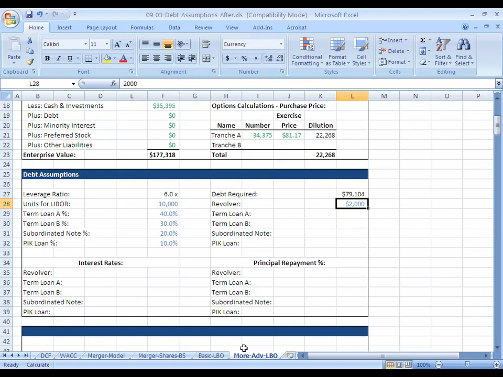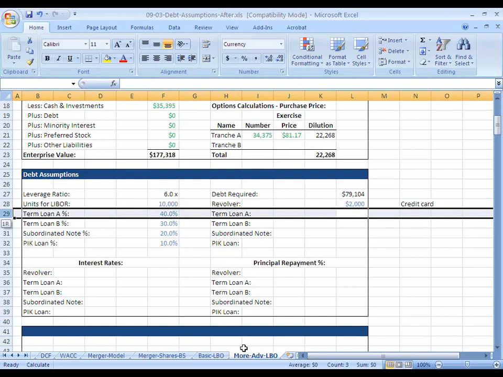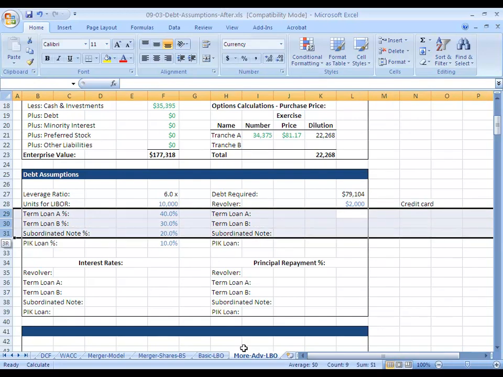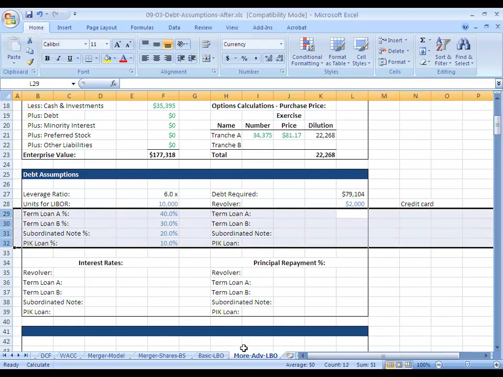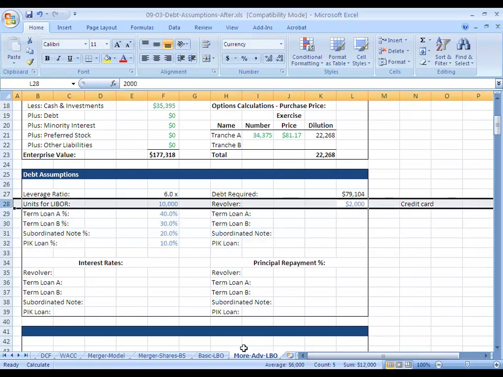Now, what does the revolver do? How is it different from these other types of debt? Why am I listing it separately here? The revolver is sort of like a credit card for a company. So if you take out a loan to go to college or to buy a car or to buy a house, well, that's more like term loan A, term loan B, and even some of the more risky types of debt, because you're going to have it over an extended time period, you have interest on it, you pay it off over time. A revolver, by contrast, is more for short-term purchases, short-term shortfalls in cash.